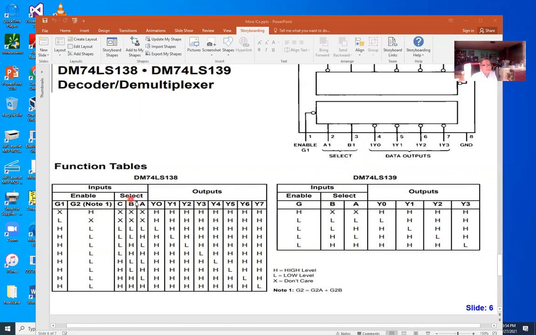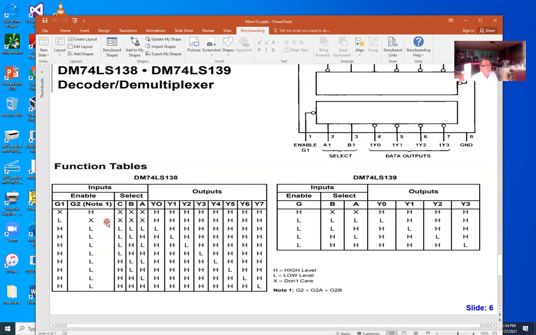On 138, they get select A, B, C. That means they get 3 inputs. And if you get a truth table for 3 inputs, you get 8 combinations. Okay? And output here, you get 1, 2, 3, 4, 5, 6, 7, 8. 8 outputs. Now, if the enable is at logic high, then they don't care about ABC. All of the outputs must be 1. Okay?